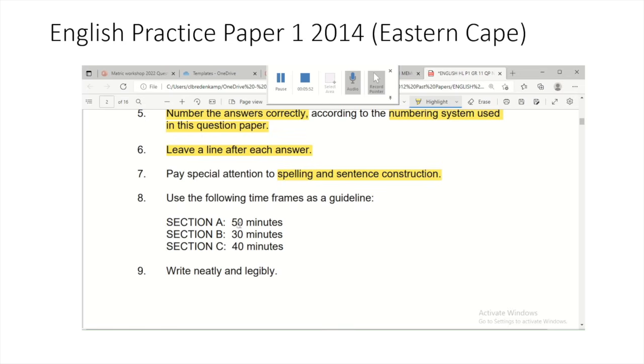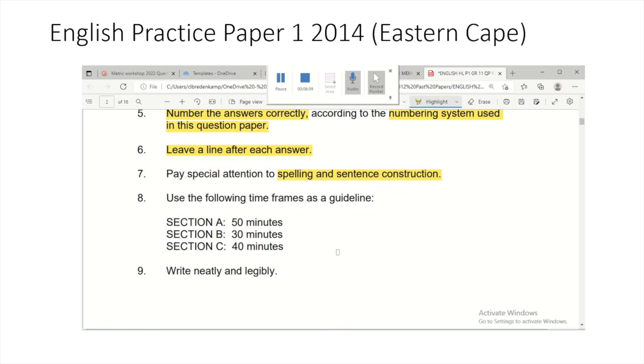So question A, you need to use 50 minutes. Question B, you need to use 30 minutes. And question C, 40 minutes. And then just the general rule, to write neatly and legibly. Remember, if a marker cannot read your handwriting, they cannot give you the mark.